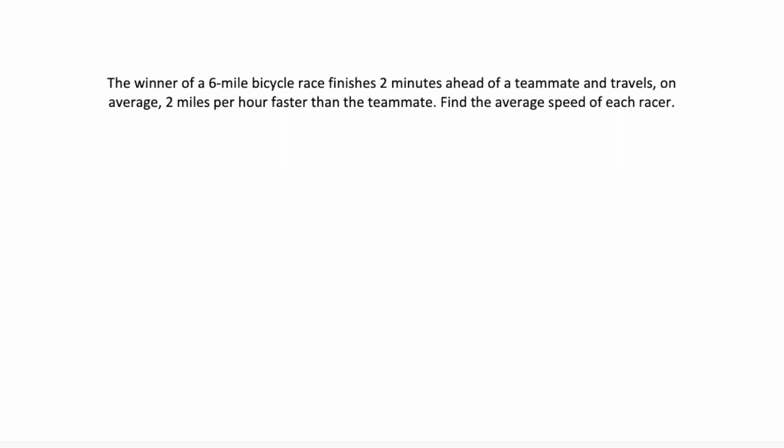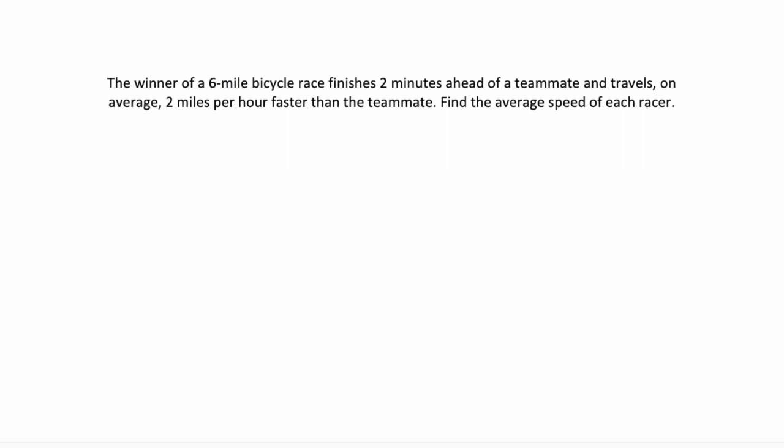Today we're going to look at the infamous bike race problem. We're told the winner of a 6-mile bicycle race finishes 2 minutes ahead of a teammate and travels on average 2 miles per hour faster than the teammate. Find the average speed of each racer.